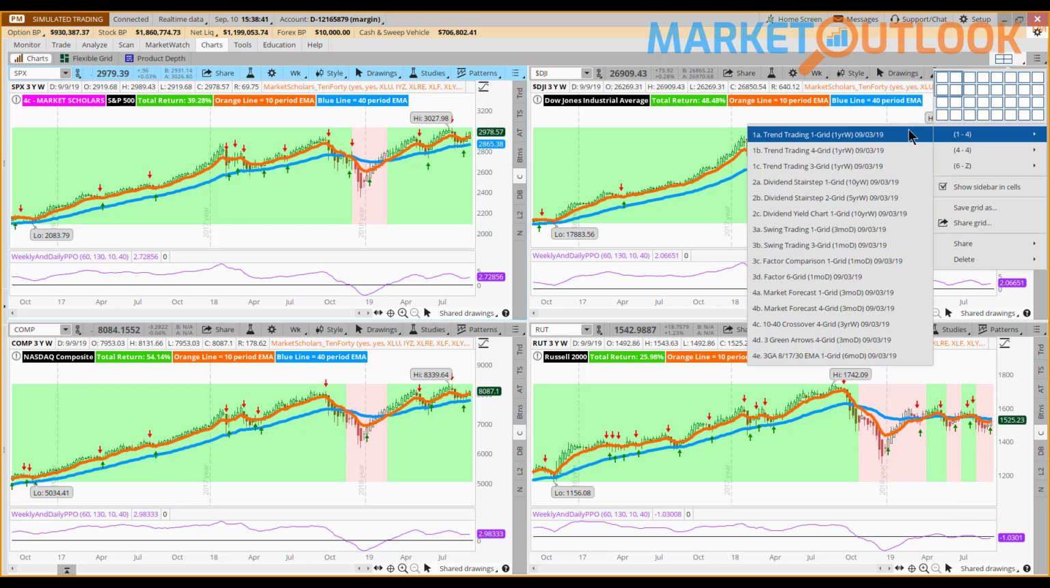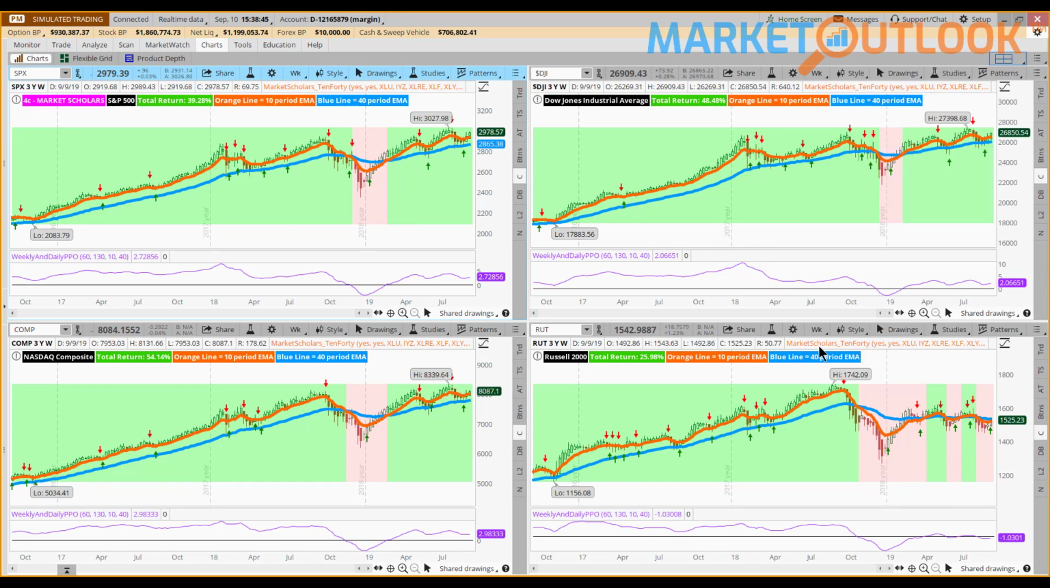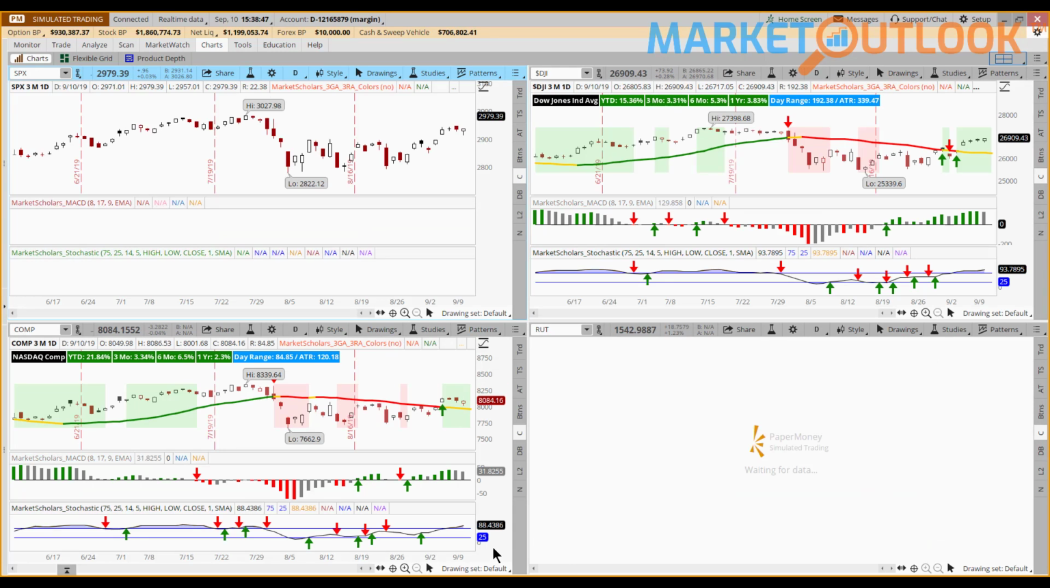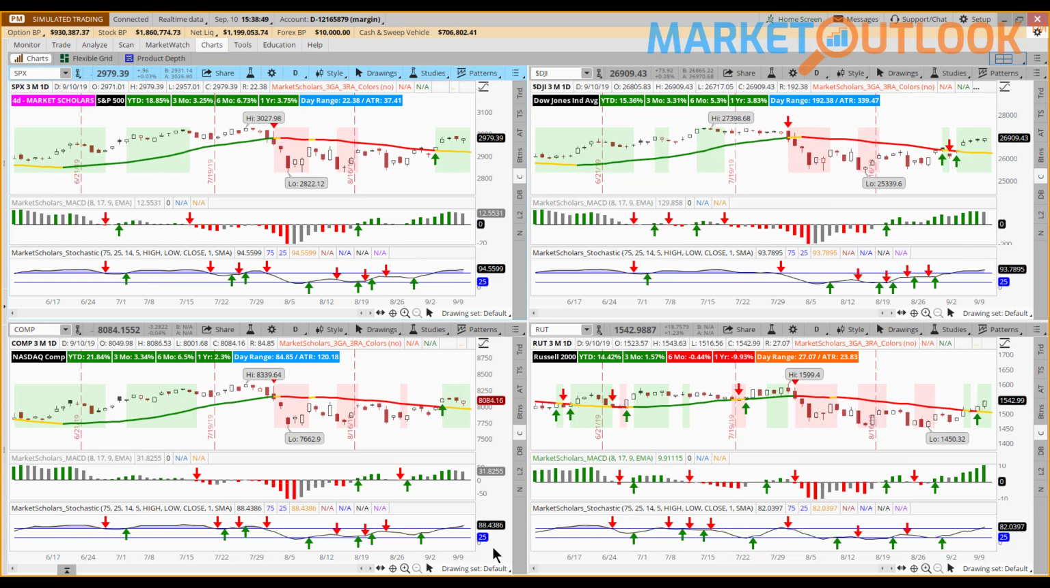From a 3 green arrows perspective, let me pull up that chart now. You can see here that on a 3 green arrows perspective, we do have 3 green arrows on all 4 of our charts right now. The one that does look the most impressive at this exact moment in time is, once again, the Russell 2000.